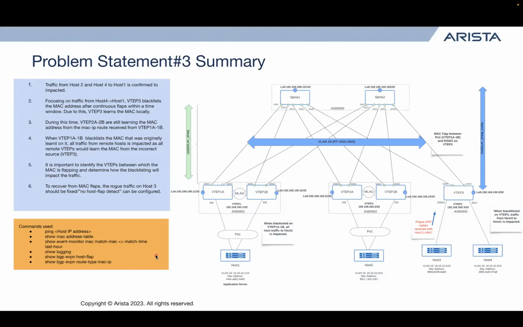Other than the usual show BGP EVPN commands, the show event monitor MAC command and show logging are particularly helpful to see the historic set of events in terms of MAC moves and blacklisting.